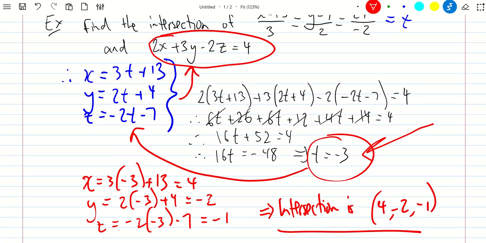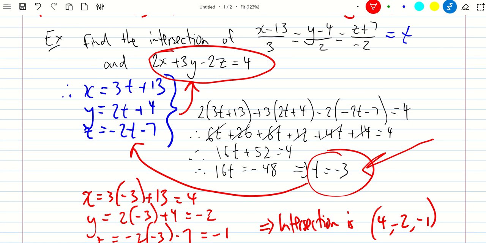I'll come back down here just for this solution so that you can see that. But that's how we find the intersection of a line and a plane.